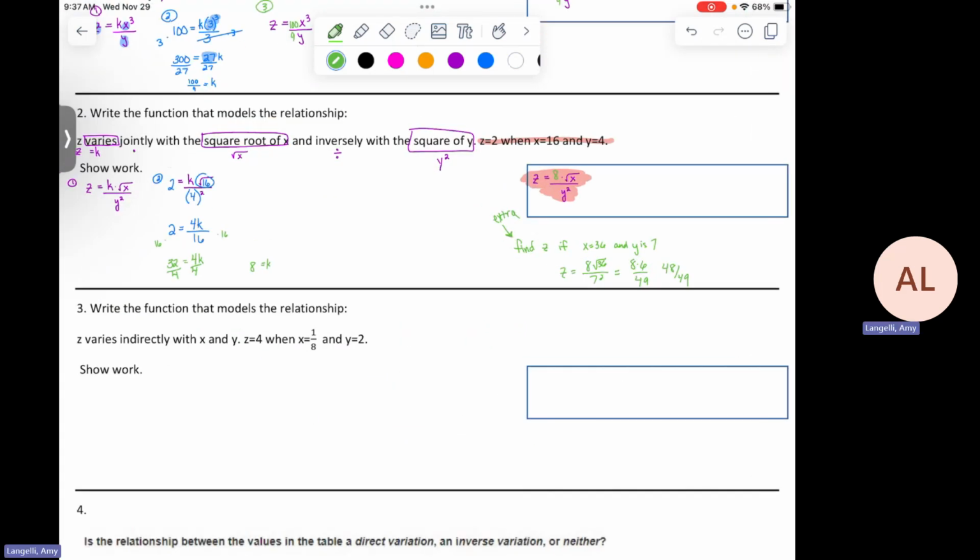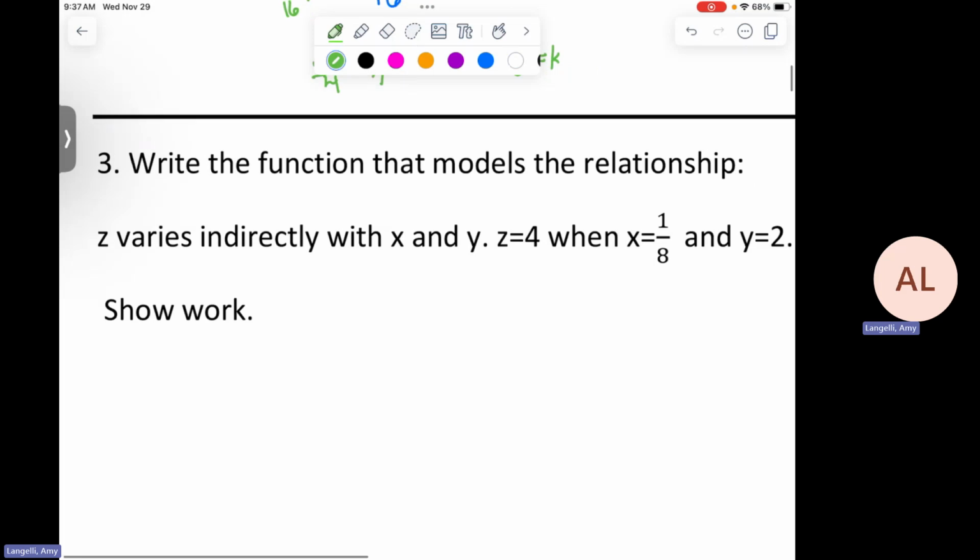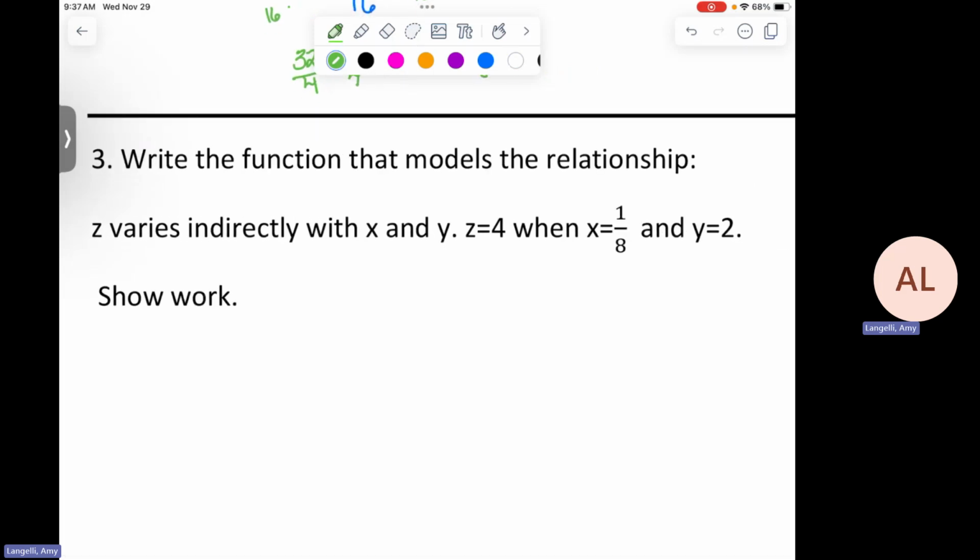Write the function. You can tell I did 3 of them because I made this last year because I thought we needed it. So there are 3 of these in a row for a reason. Okay, write the function that models it.